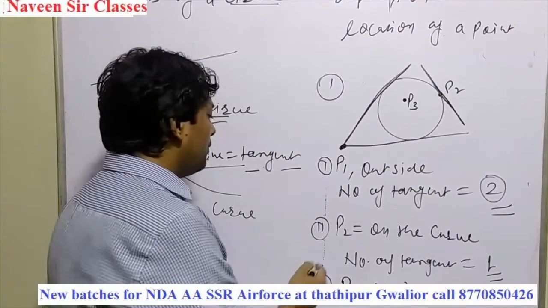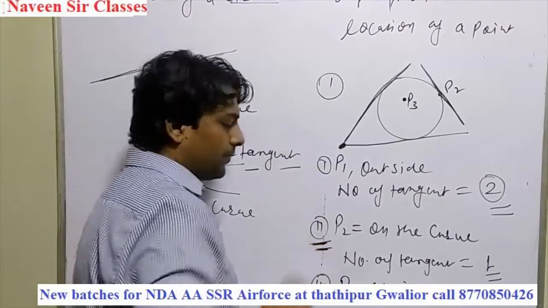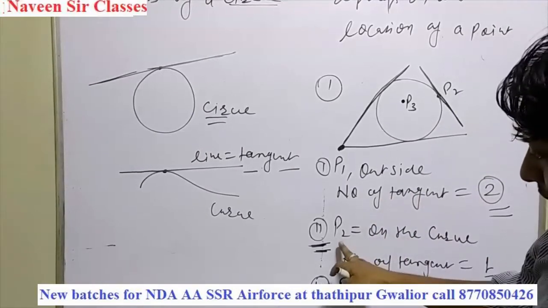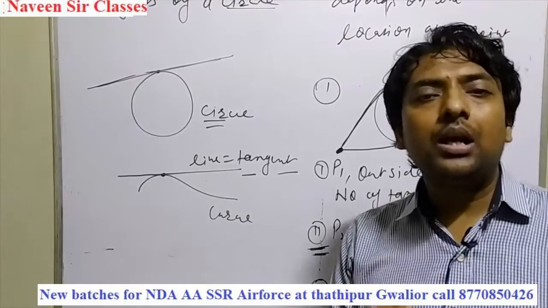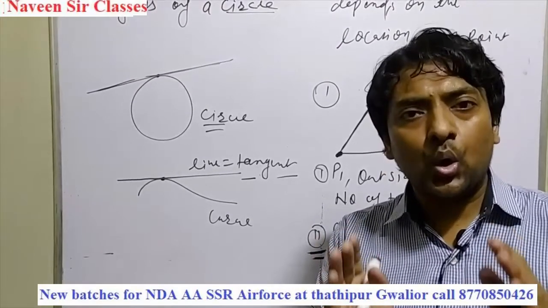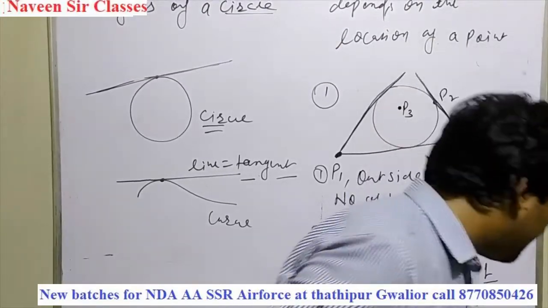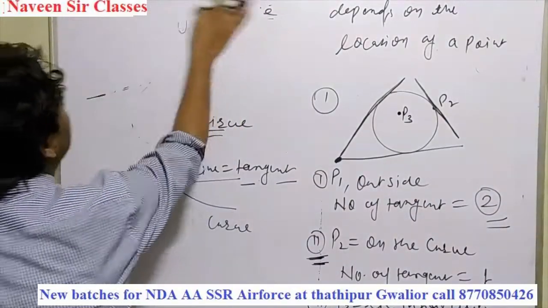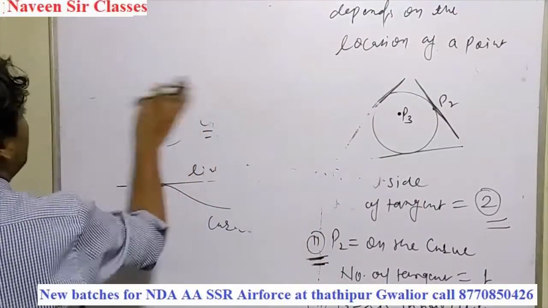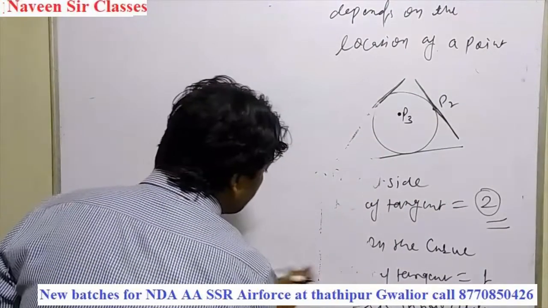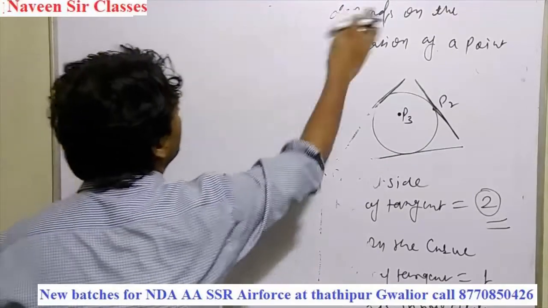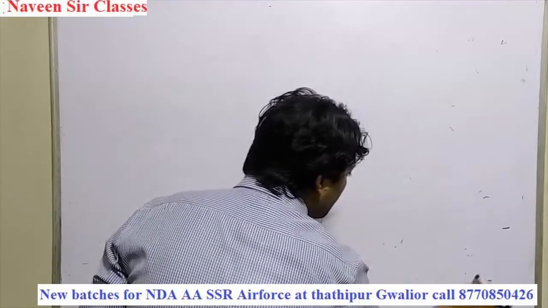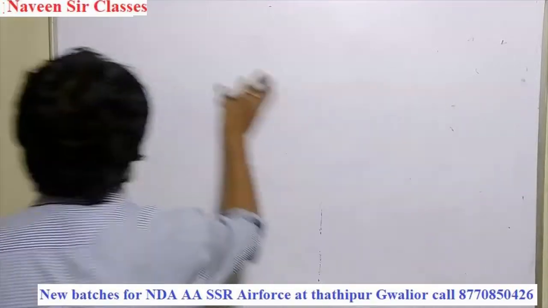So now we are going to find out the equation of tangent for condition 2, if our point lies on the curve or on the circle. So let's see. We have a circle in standard form, x square plus y square equal to a square. This one is the standard form, so let's draw a circle.